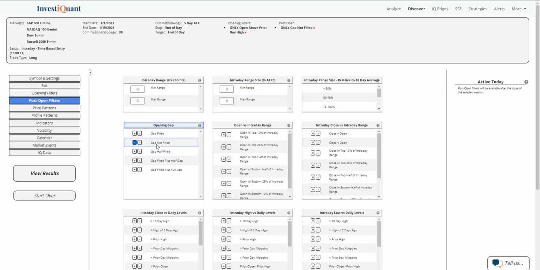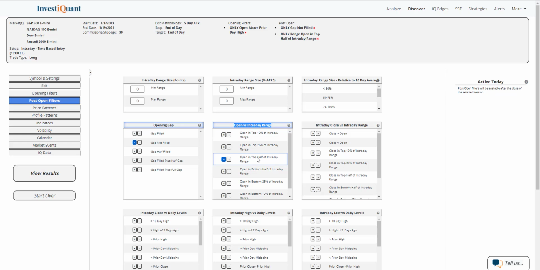So I'm going to hit equals here next to gap not filled. And then I'm going to say that the open of today's session is in the top portion of the range, the top half of the range. And I'm going to do that by coming into this open versus intraday range section. I'm going to hit equals next to open and top half of intraday range. And that means at 3 p.m. Eastern Time, the opening print is above the middle of the range.